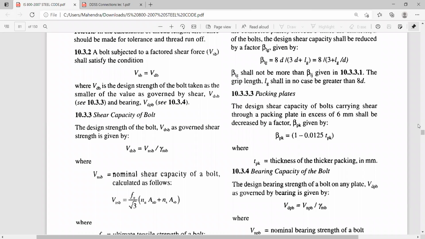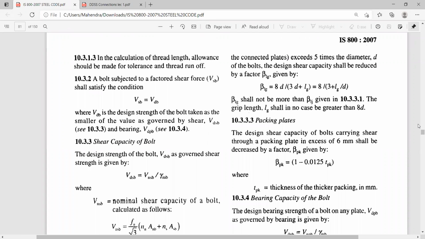See here on page number 75, there are all the formulas. The bolt subjected to factored shear force, that is VSB, shall satisfy the condition VSB less than or equal to VDB. In that, again they have given the formula for VDSB. So VDSB equals VNSB upon gamma MB.